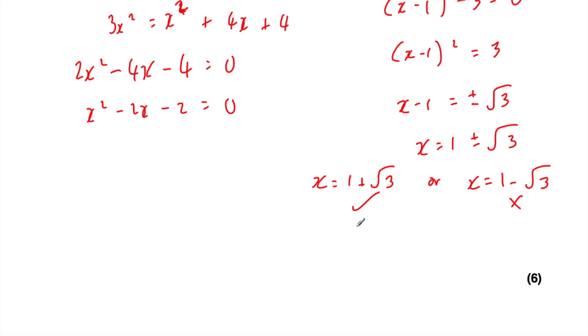So that means the exact value of x would be 1 plus root 3. That's our exact value for x. Okay, now we've solved it using completing the square. We can also solve it using the quadratic formula, so let's have a look at that now.